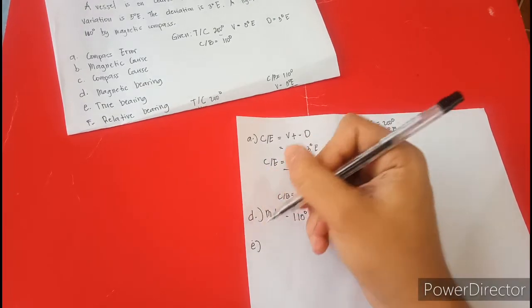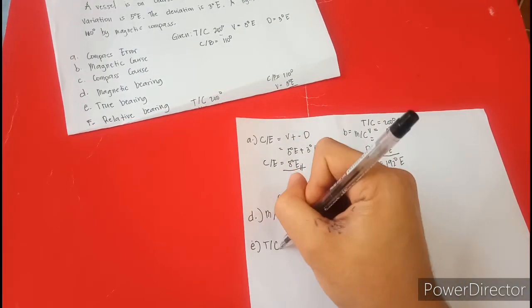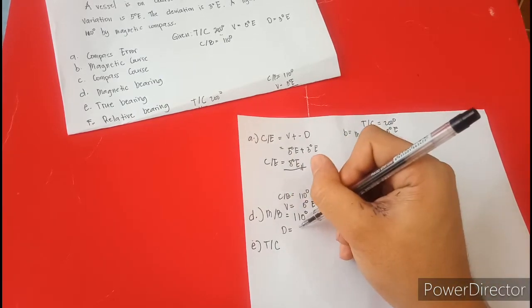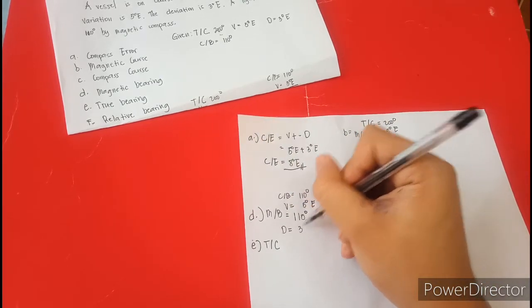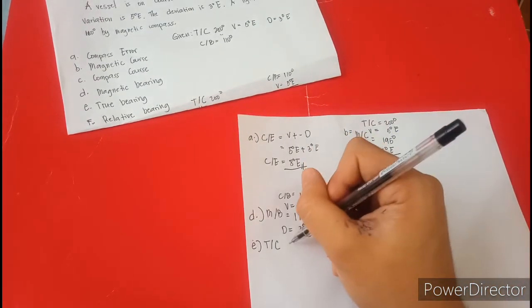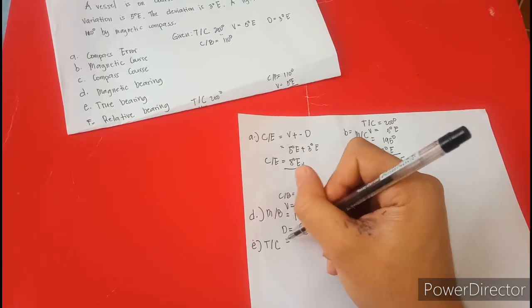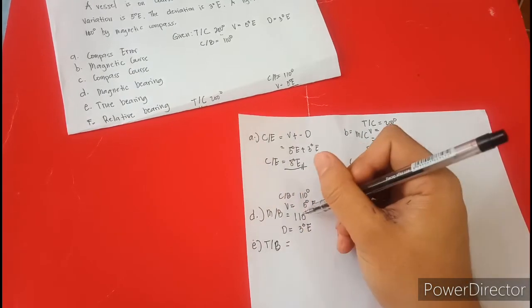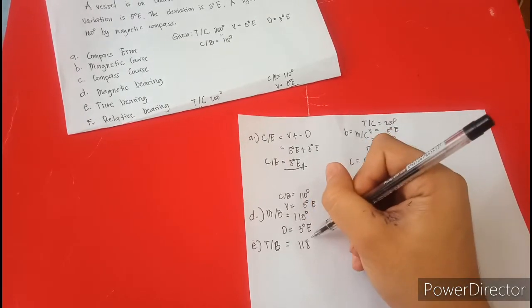Next, we're going to solve for the true bearing. For the true bearing, we use the deviation, which is 3 degrees east. Therefore, the true bearing is 118 degrees.